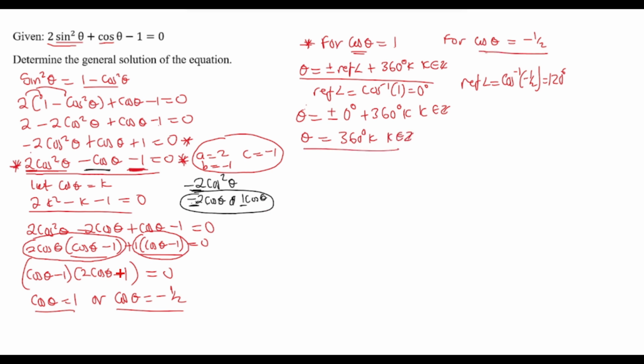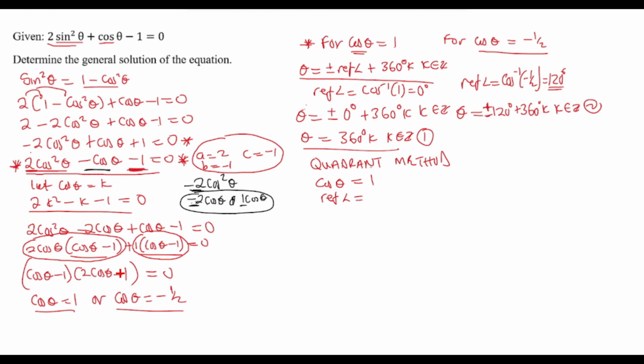For cos theta is equal to negative 1 over 2, our reference angle is 120 degrees, so it's going to be theta is equal to positive or negative 120 degrees, then plus 360 degrees times k, where k is an integer. So we have this, and then we have this. Let's use the quadrant method, and then we have cos theta is equal to 1. We found that reference angle is equal to arc cos 1, which gave us 0 degrees.